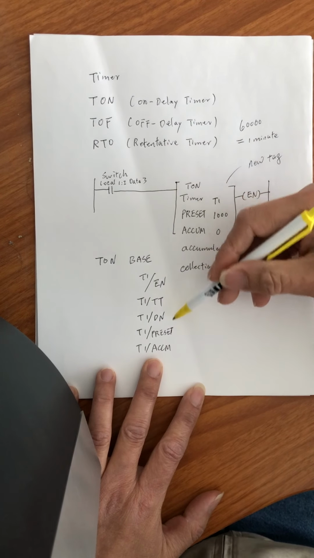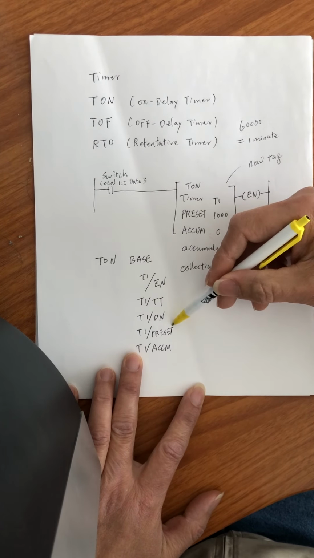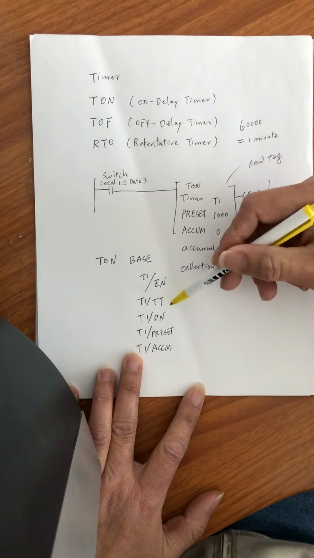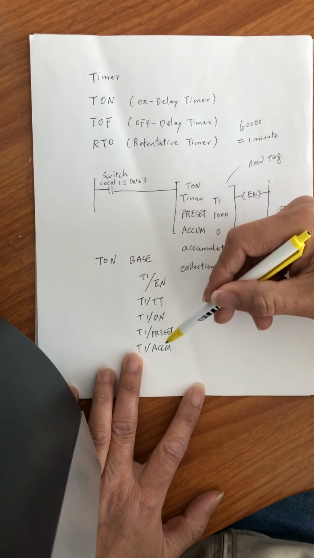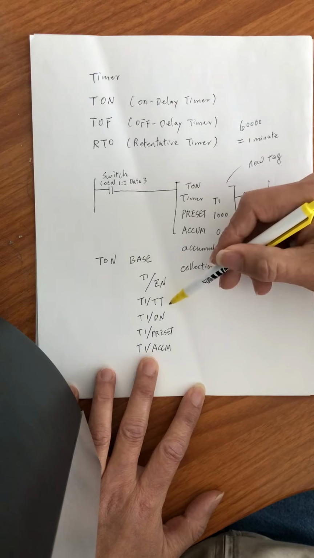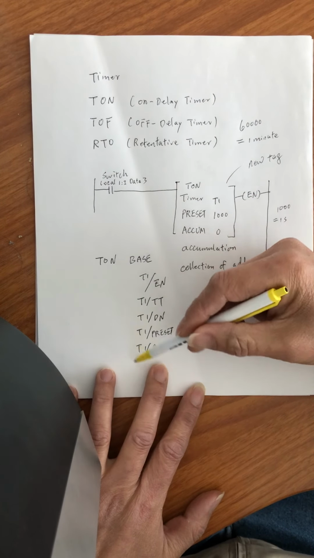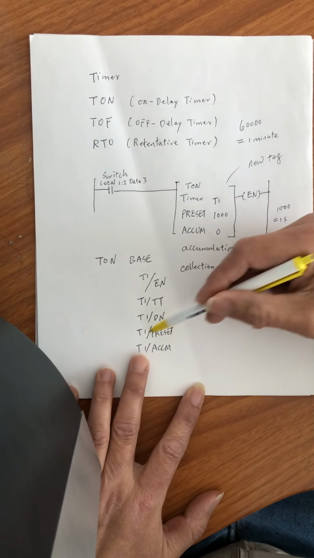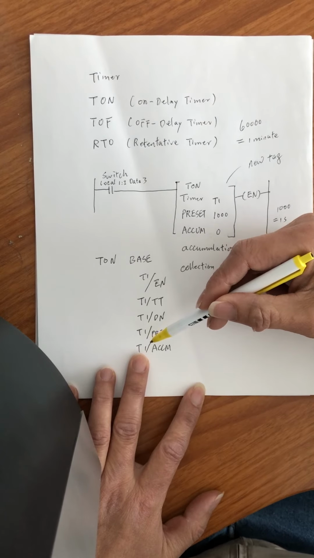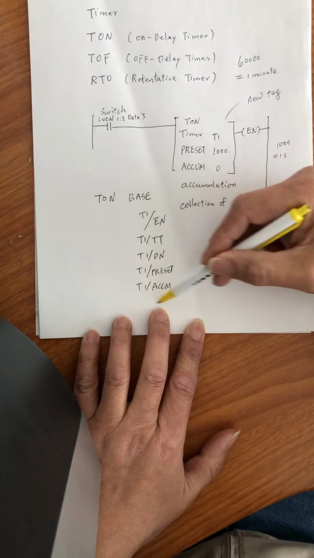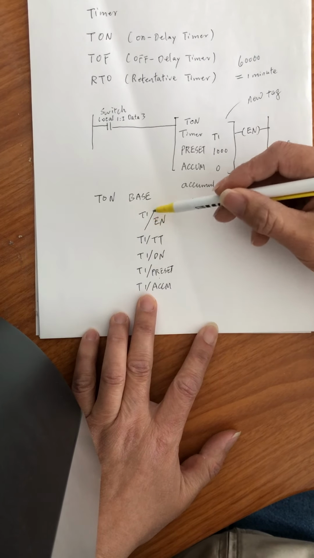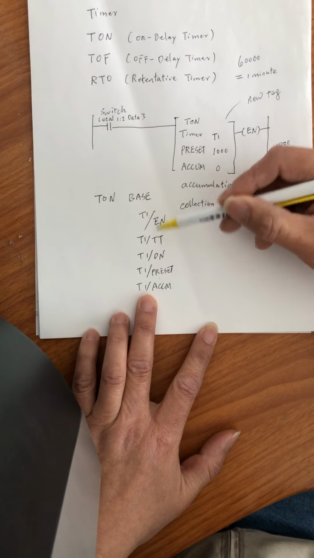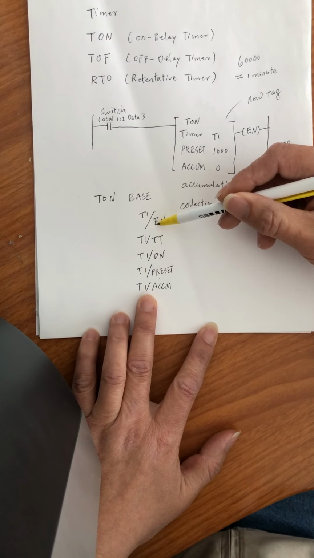Certainly the format of these addresses is not data 1, data 2, data 3. Rather, it's by letters: EN, TT, DN, preset, accum. All of those are very important. Unfortunately, we're not going to talk about this now, because in the future, when we talk about data manipulation, we need to use those. For those of you that are really interested in PLC, you probably want to pay attention to that. And today, we're only going to focus on EN, TT, and DN, and we'll take a look at what those addresses are going to do here.